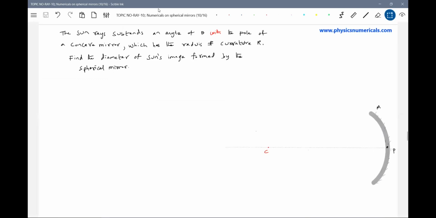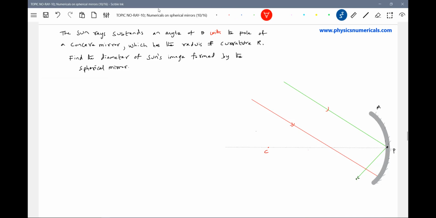Here, the object subtends an angle theta with the pole of a concave mirror. A ray incident at the pole will be reflected symmetrically, and a ray passing through the center of curvature, after reflection, will be like this. Then another ray is incident like this. Plenty of rays are there, but two rays will be sufficient to trace out an image. So here, these two rays will intersect.